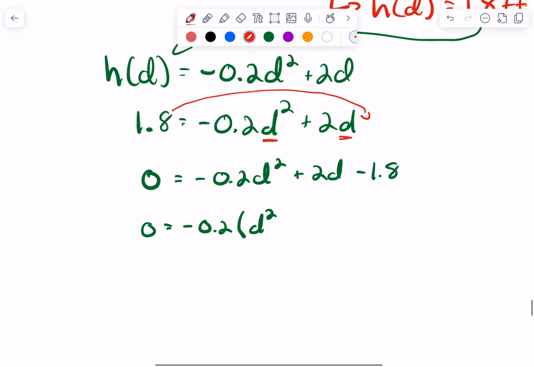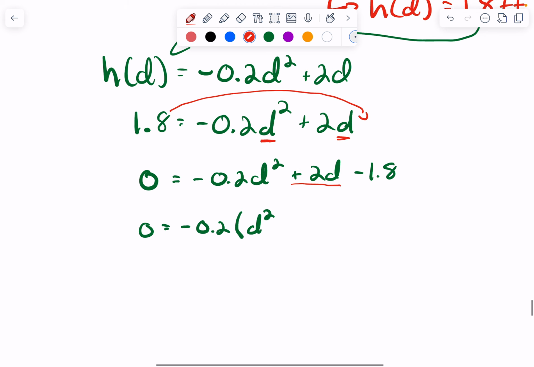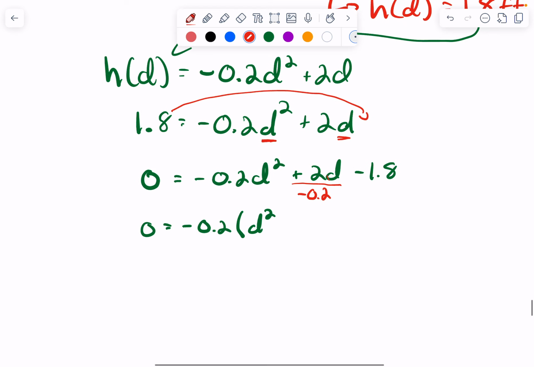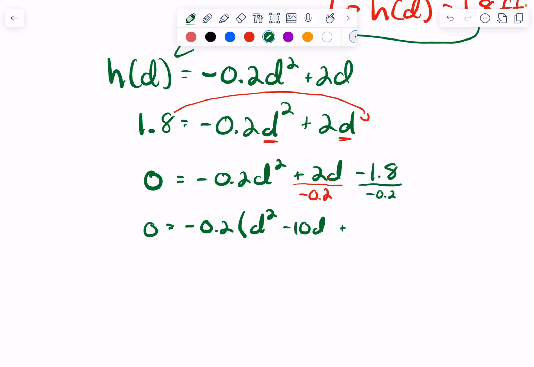Well, what is positive 2 divided by negative 0.2? If you don't know, take your calculator, go 2 divided by 0.2. How many times can 0.2 go into that? In this case, we get minus 10d. How many times can negative 0.2 go into 1.8? This can go into it 6 times. Plus 6.